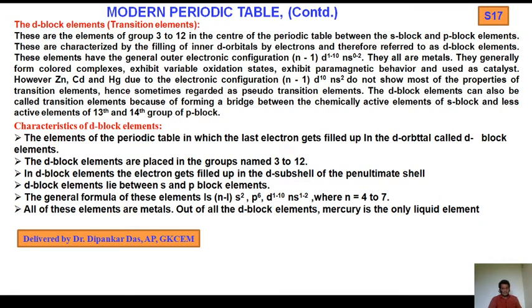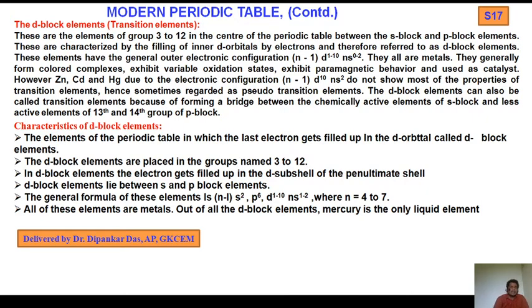D block elements lie between S and P block elements. The general formula of these elements is (n-1)s2 p6 d 1 to 10 ns 1 to 2, where n equals 4 to 7. All of these elements are metals. Out of all the D block elements, mercury is the only liquid element. So in all transition elements, only mercury is the liquid element. This is the characteristics and features of D block elements.